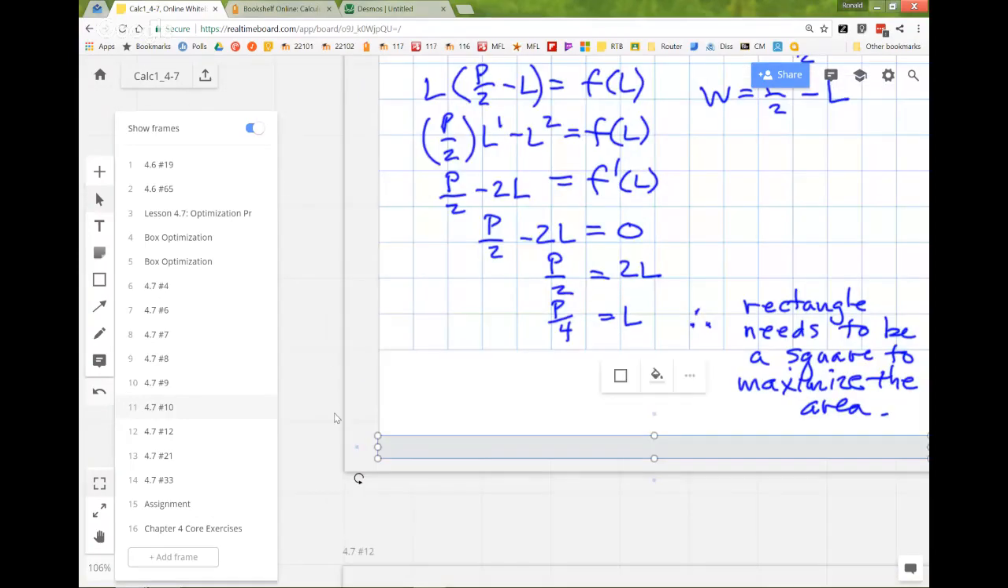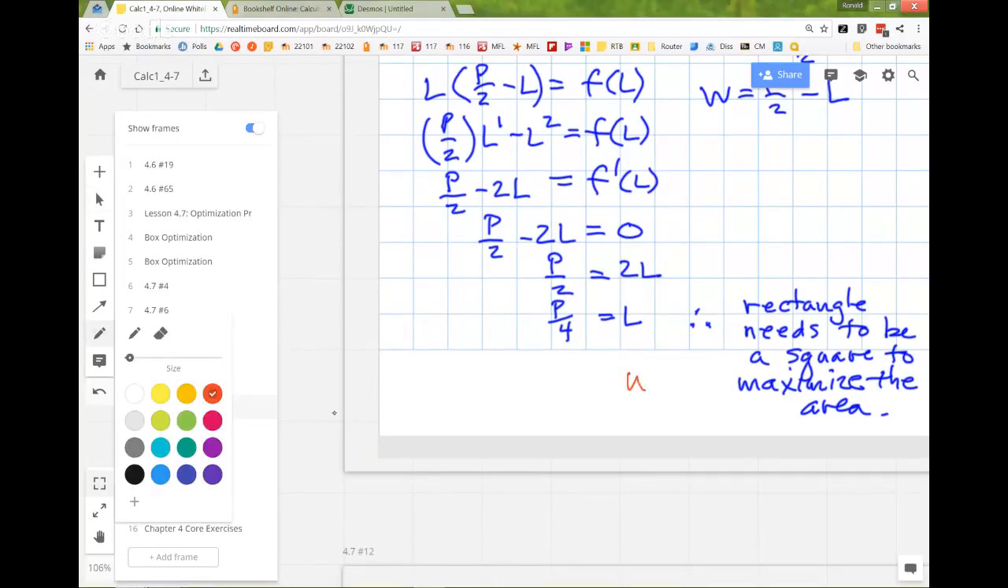I've got the length. The width is also P over 4. So if you take two lengths, you're going to have 2/4 or a half. And if you take two widths, you're going to have 2/4 or a half. And a half plus a half is the whole. And you've got your perimeter P, like the problem began.